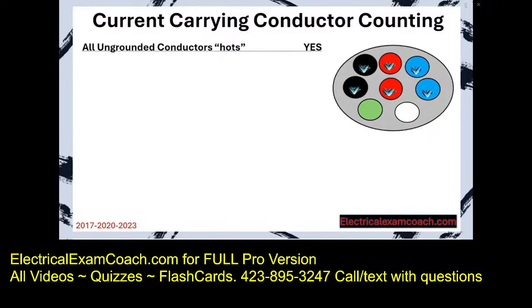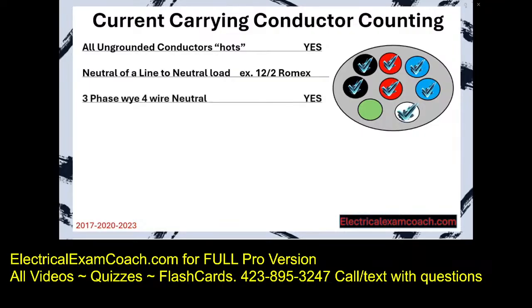The second one is the neutral of a line to neutral load, meaning if we have a light bulb and it draws 1 amp on a 120 volt circuit, there's going to be 1 amp going in on the hot and there's going to be 1 amp flowing back on the neutral. So it is as well a current carrying conductor. Same thing with a 3-phase 4-wire neutral. We're not going to be dinking around trying to calculate the unbalanced load. We're just going to count it as a current carrying conductor.